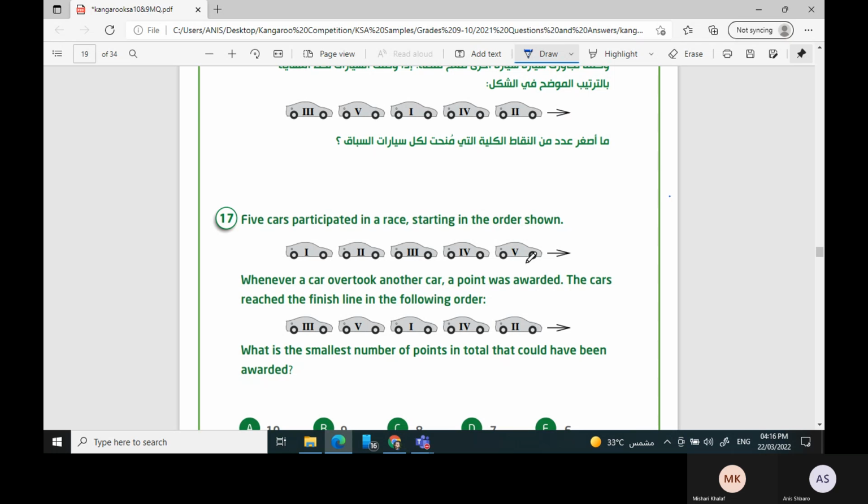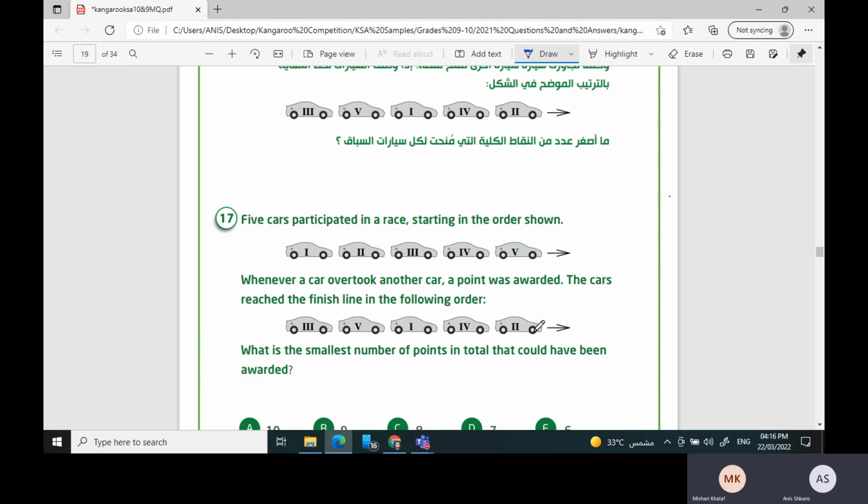Okay, so each time a car moves to a different rank, we are going to add 1 point. Yeah, so the first one has 2 points. For me, I don't prefer to start from the last one. Usually, I use this figure and search from the first rank to the last rank, and the rest will be in order because I want the least number.